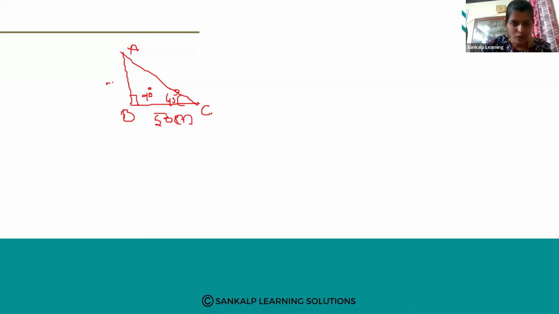See, one triangle they will give. Okay. Consider this is a triangle A, B, C. Okay, so angle C is 45 degree, angle B is 90 degree, okay, and BC value is 50 centimeter or 50 meter. Now, find out the value of x. So this is for 1 mark.